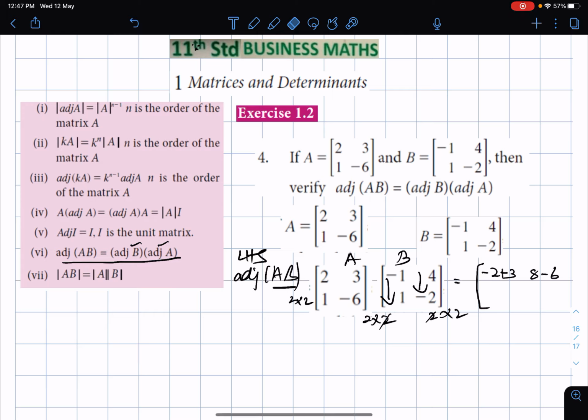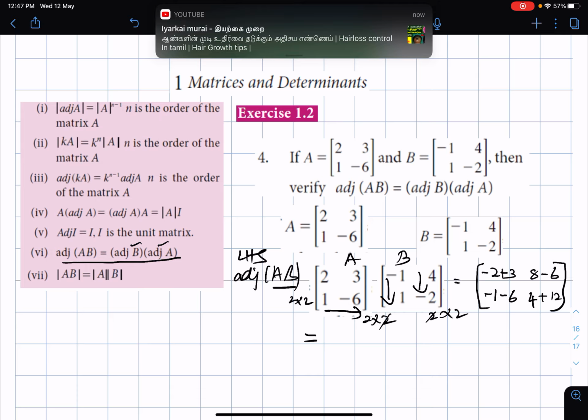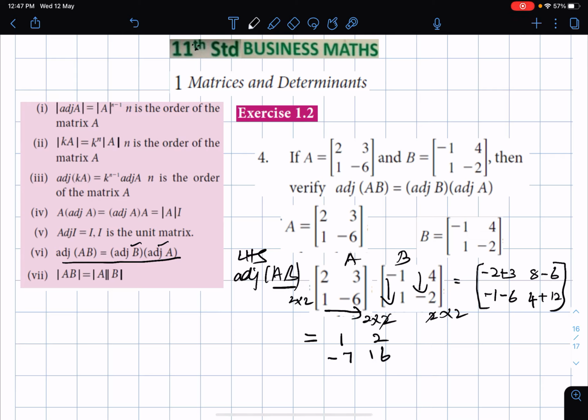Now we are going to take the second row. Similarly, second row with the first column and second column. So it is 1 into minus 1, so minus 1, and then minus 6 into 1, so minus 6. Similarly, second row into second column: 4 into 1 is 4, and minus 6 into minus 2 is plus 12. So you add these. What is the answer you get? 1, 2, minus 7 and 16.